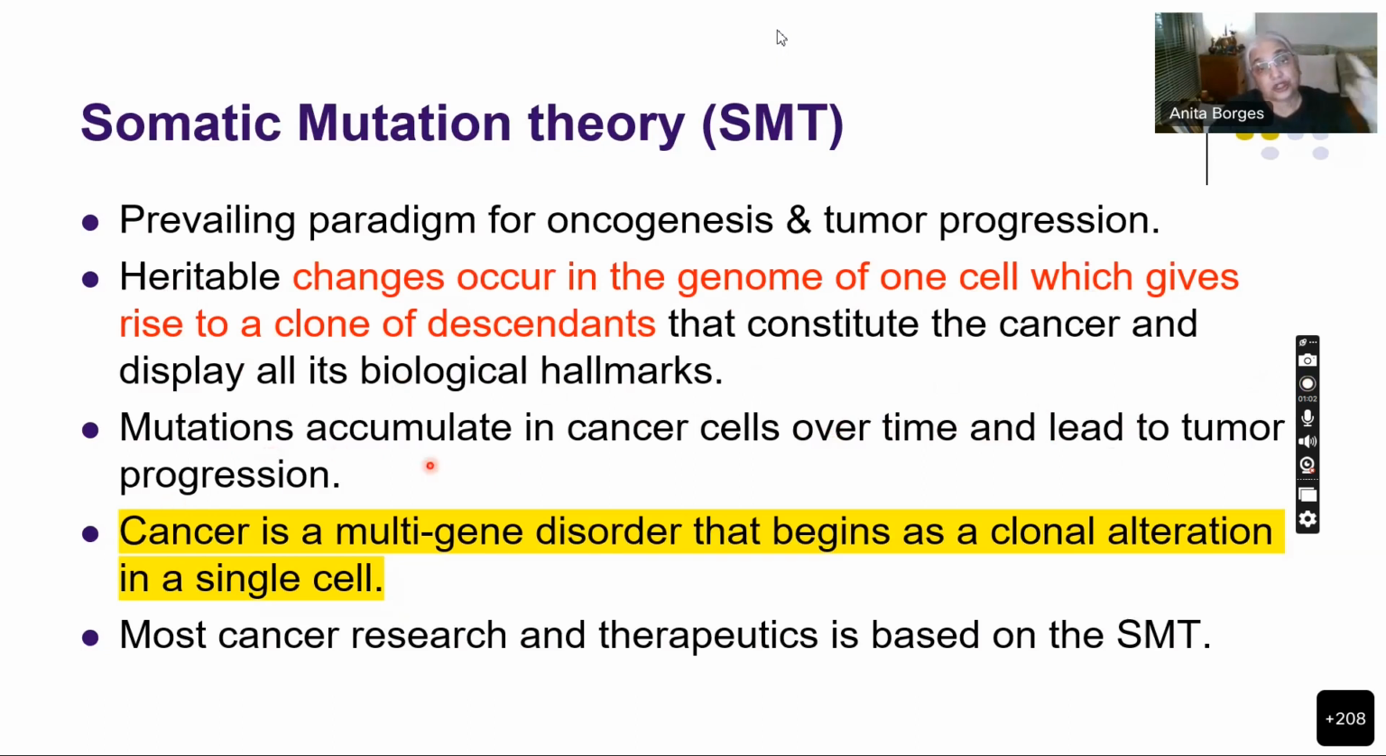And then mutations accumulate in cancer cells over time and lead to tumor progression. You see very nice diagrams in your textbooks, and I've copied a diagram which is very iconic and which is there in your Robbins. So in other words, cancer is a multi-gene disorder that begins as a clonal alteration in a single cell, and almost all cancer research and therapeutics is based on this somatic mutation theory of cancer. This has got nothing to do with the germline.